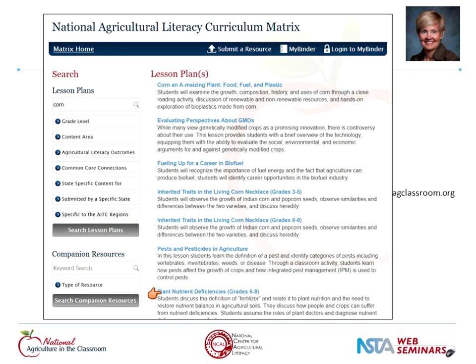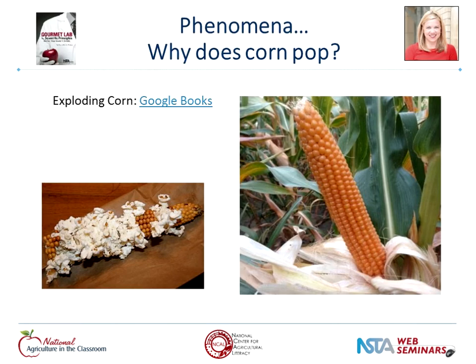And that segues really nicely into what Sarah's going to talk about, which is one of those other publicly available lessons inside of her book, Exploding Corn. So Sarah, I'll let you talk about this particular activity.